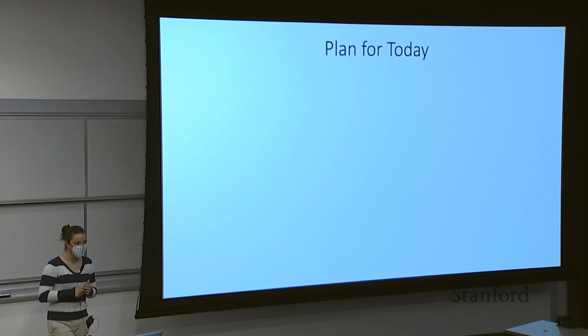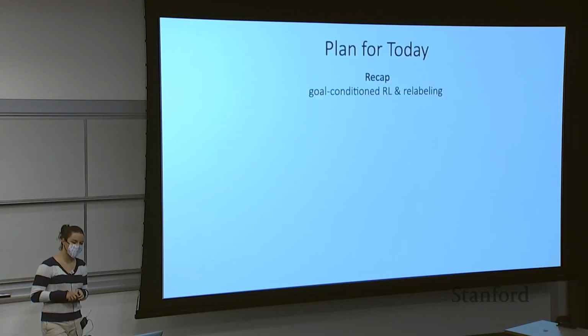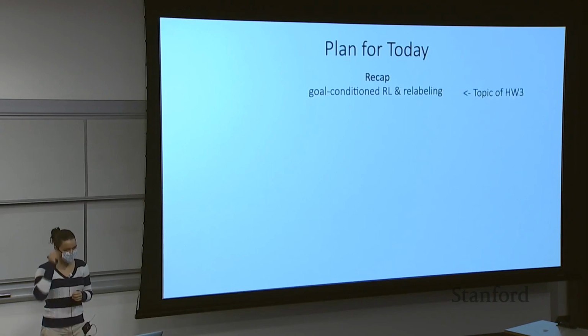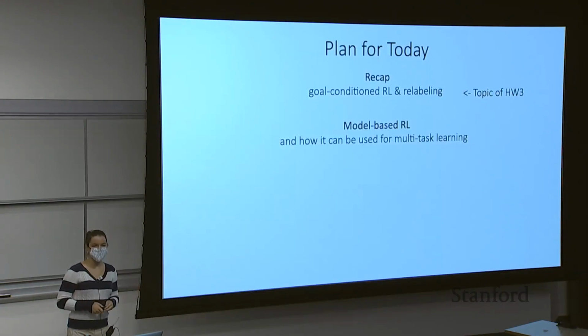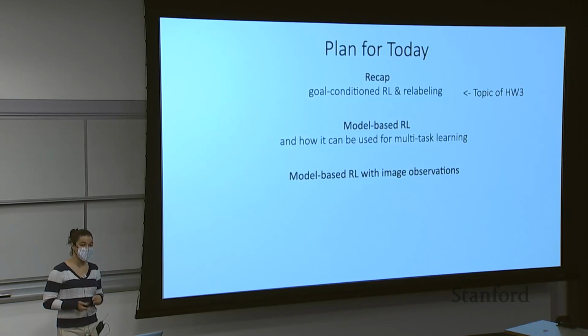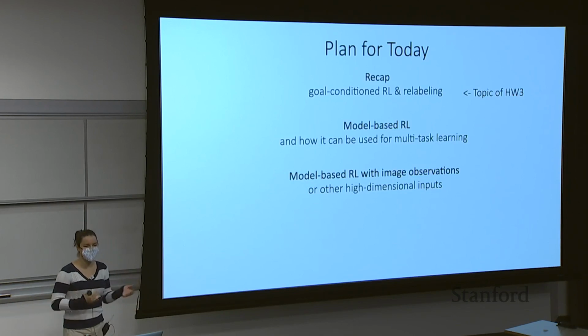Great. So today, I'll briefly recap goal-conditioned RL and relabeling. This is the topic of homework 3. And so we'll just do a quick recap of that to get on the same page, and then we'll transition into model-based RL. And we'll talk about how model-based RL can be used for multitask learning. And then we'll also be talking about model-based RL when you have image observations or other high-dimensional inputs, because that introduces an additional challenge in the model-based setting.